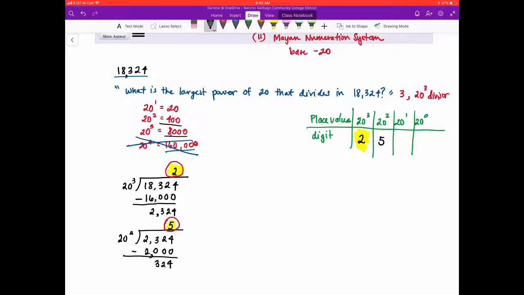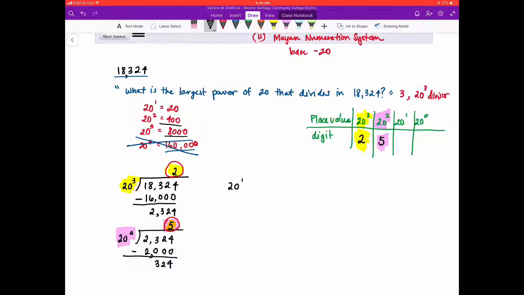So let's go ahead now and take that 5 and put it into the 20 squared place value. So notice that with each division and subtraction, whatever your divisor is at the time, the whole part by which you divide goes into that corresponding place value. So for example, in 20 squared, notice that we got 5, and therefore in 20 squared, we put in the digit 5.